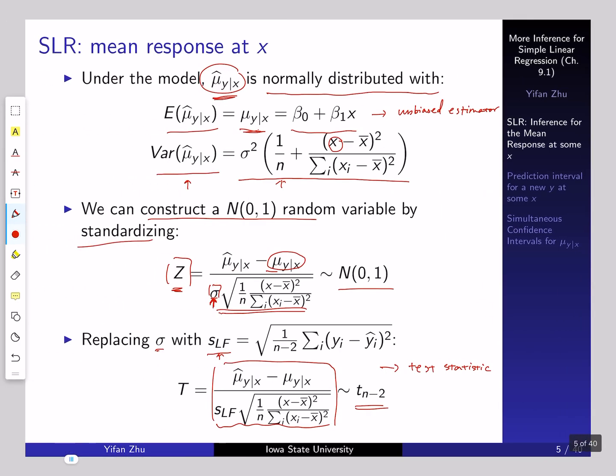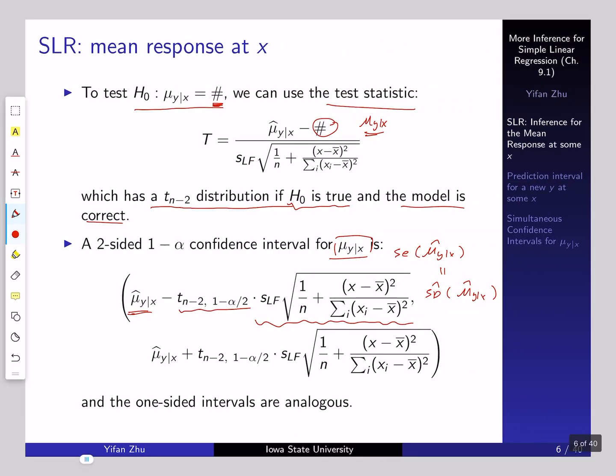So in the test statistic, you also find that in the denominator, it is always the standard error of the estimator mu of y given x hat. So this is just a general view of what the form of the test statistic and the form of the confidence interval look like. And the one-sided intervals are analogous.